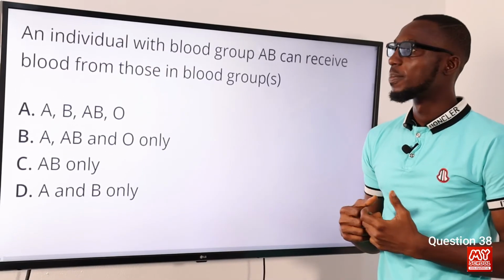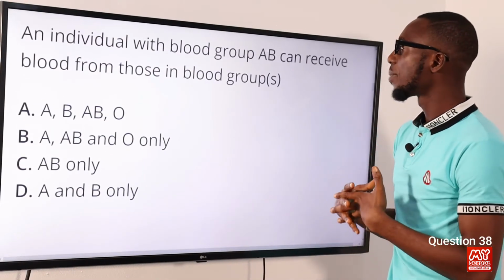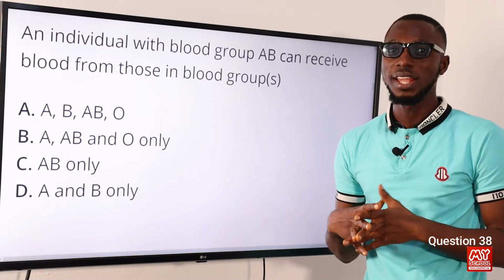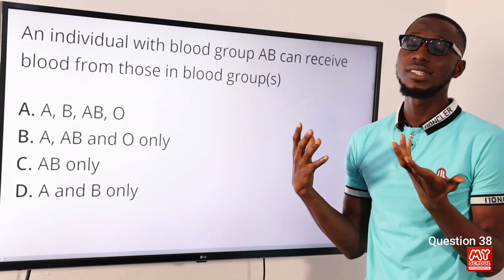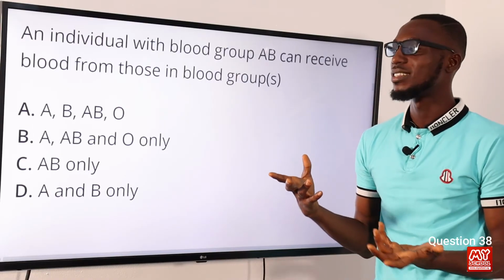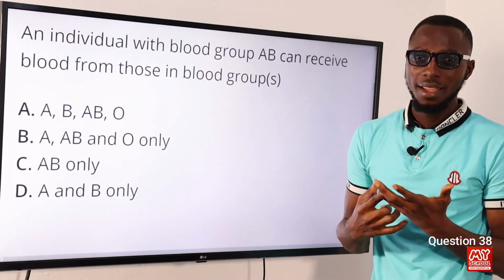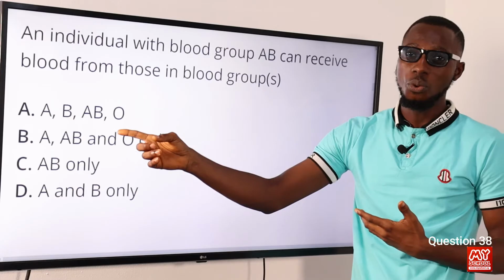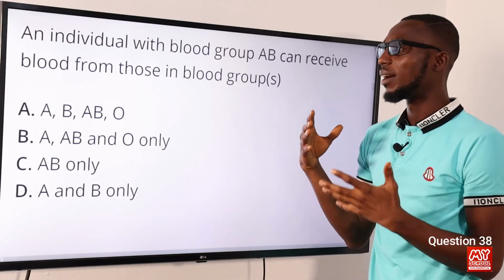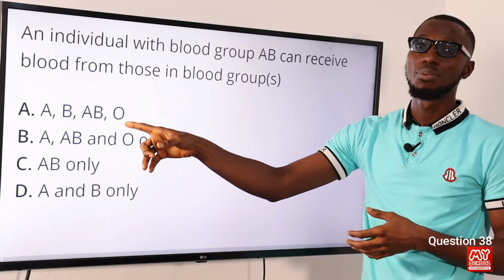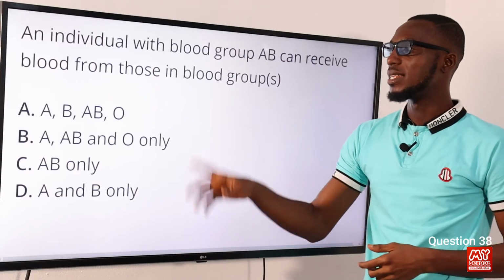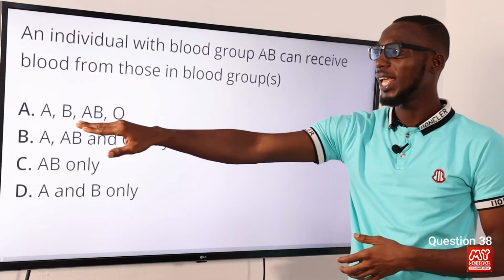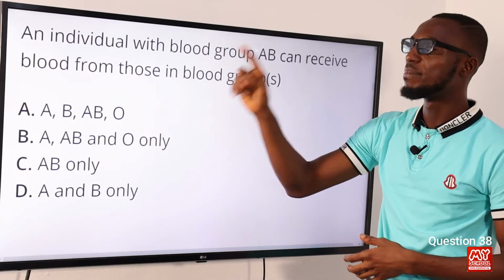Question 38. An individual with blood group AB can receive blood from those in blood groups what? Okay, he is a universal receiver. So he can receive from blood group A, blood group B, blood group AB, and blood group O. Universal donors, we are talking about blood group O. So the universal receiver is AB, so it can receive from any other blood group. So the correct option here is option A for A, B, AB, and O.